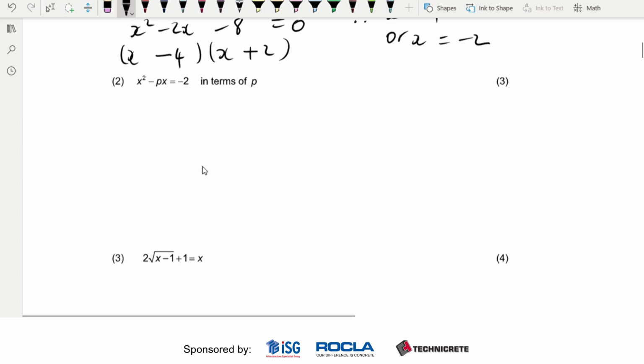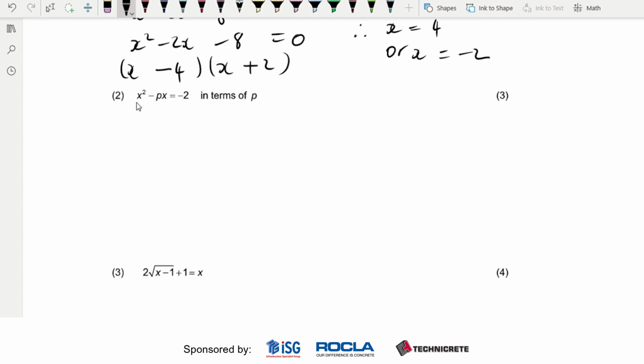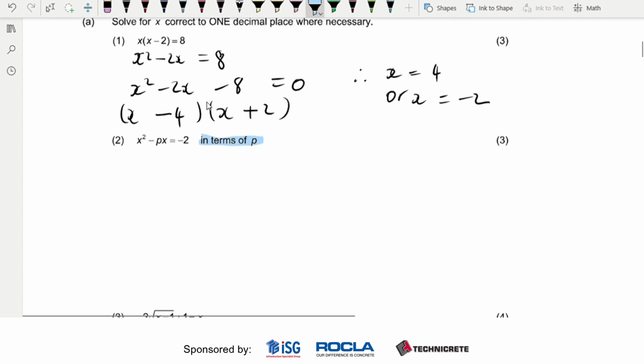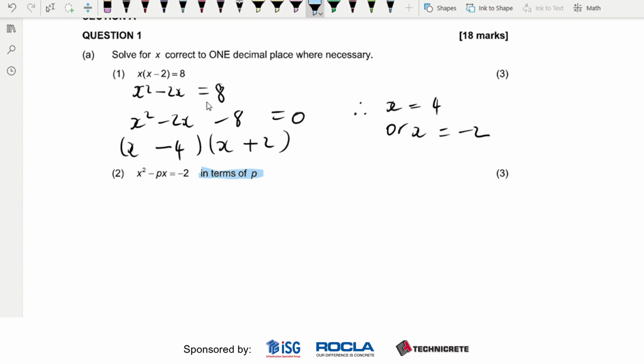Next up we have x squared minus px is equal to negative 2. We need to solve for x, but we're asked to solve this in terms of p. Now, because we have two variables, we can't use the same sort of strategy that we used in question 1. So instead, we're going to use the quadratic formula. Just as a reminder, the quadratic formula is given by x is equal to negative b plus or minus the square root of b squared minus 4ac, everything over 2a.